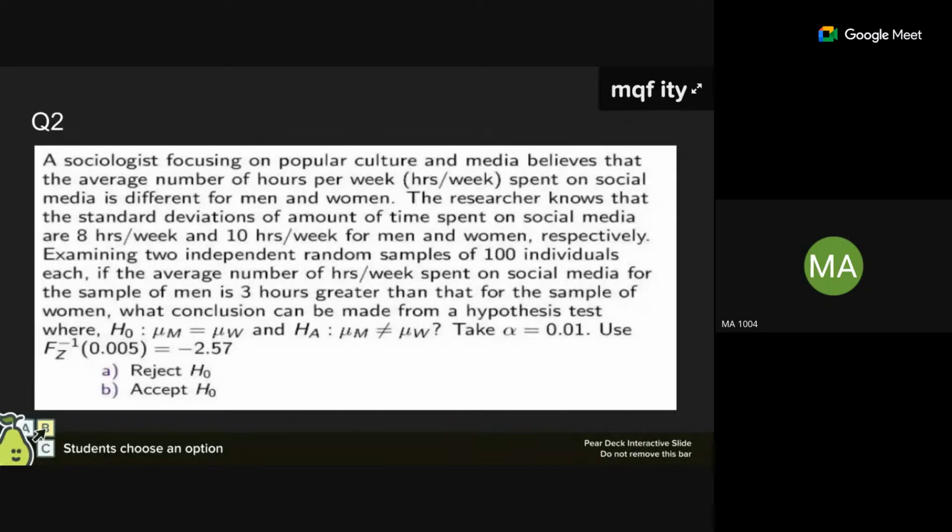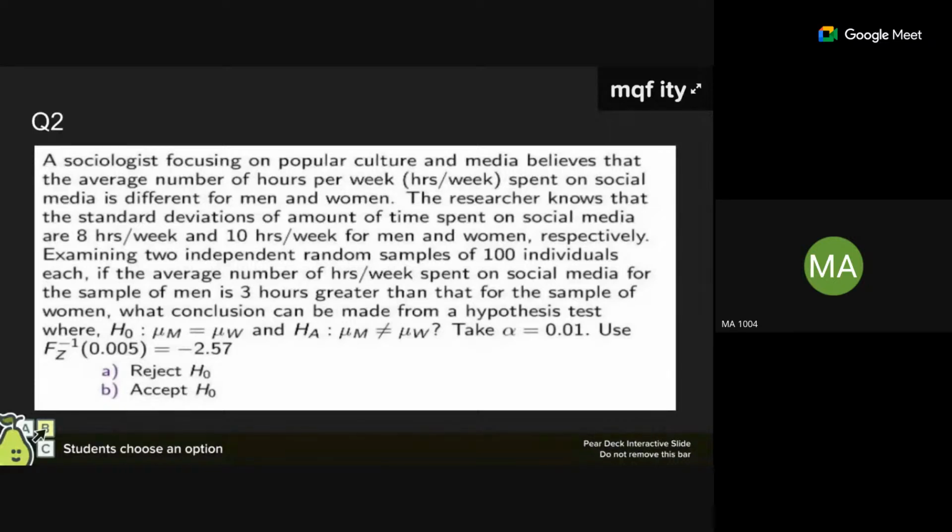To check that, we performed a hypothesis test, a two-sample t test, with significance level 0.01. From this setup, we concluded that the time spent by men and women on social media is the same. Okay, so that is what we did.